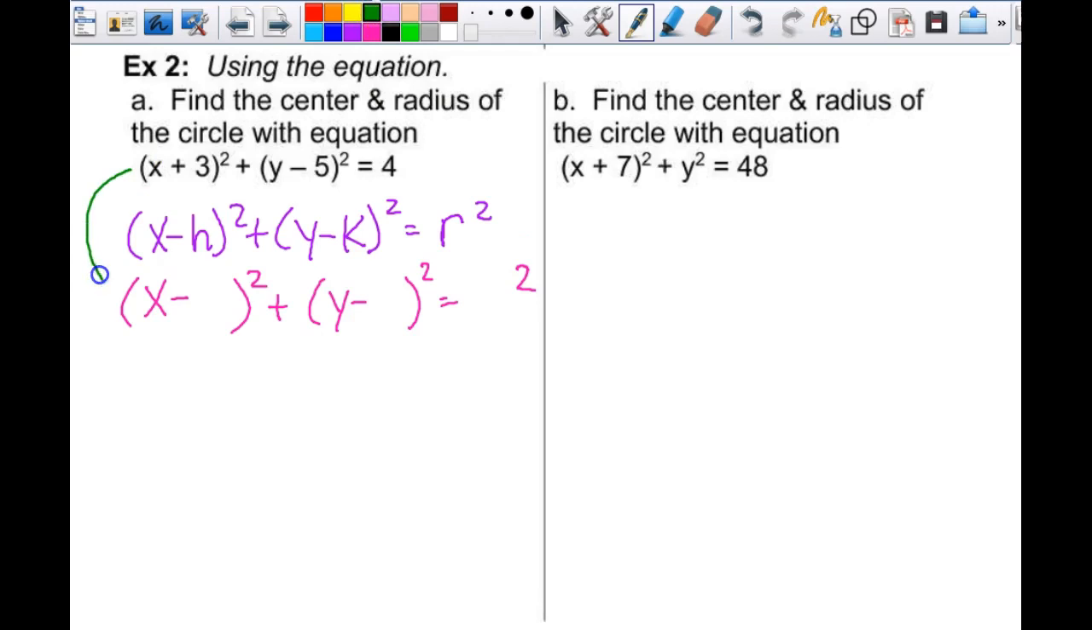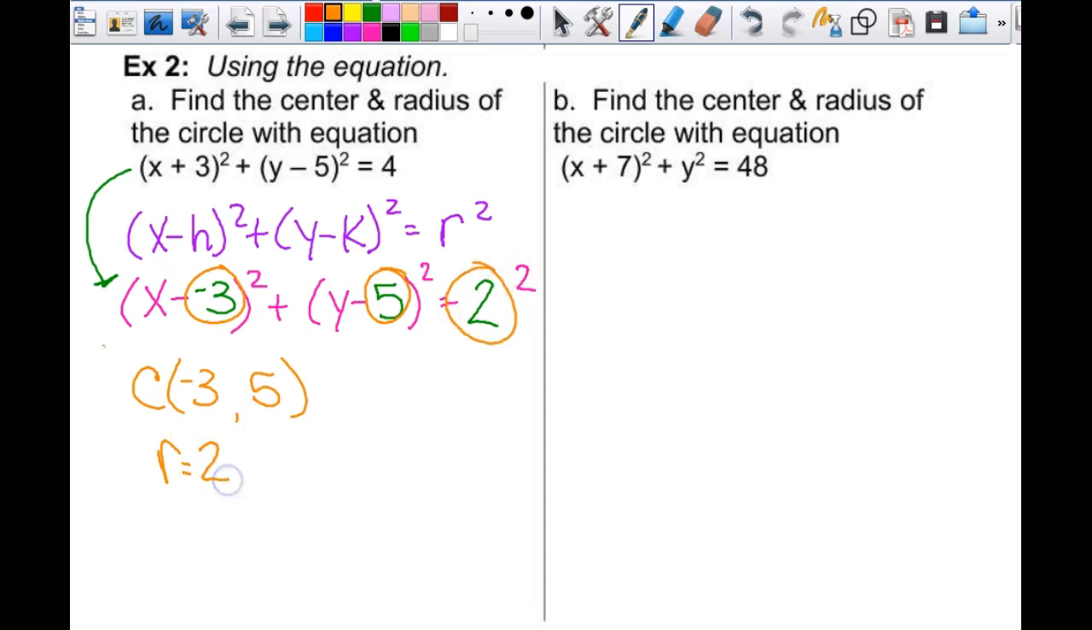So if I'm using this equation to get here, this would be x minus what? Negative 3, y minus 5, and then what goes here? 2. Okay? Because then for my center and my radius, my answers are right there. This is h, this is k, so that's negative 3, 5. This is my radius, this is 2. Okay? So it is the opposite of what you see in the equation. You got to be careful with that. Okay, we good? Questions?